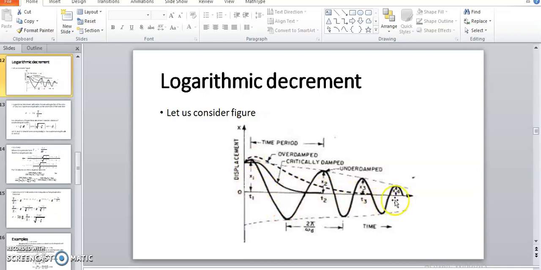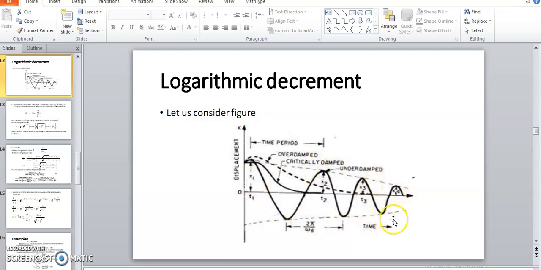As time passes, the amplitude reduces. It is nothing but energy being removed in each cycle. In other words, we can say that the amplitude reduces after completing each cycle.